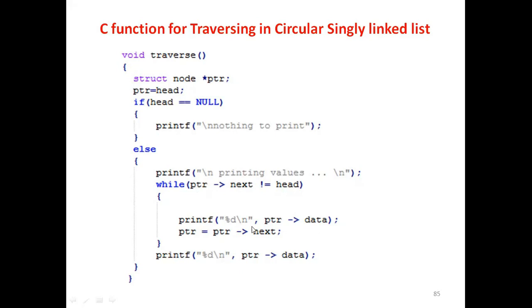So the data value is printed, and then we do ptr equals ptr next. Then again we check whether ptr arrow next is not equal to head is satisfied or not. This condition will be satisfied till we reach the last node. When we reach the last node, the condition will not be satisfied and the loop will be terminated. So till then we would have printed all the data values of the nodes. This is how we can traverse the circular singly linked list.